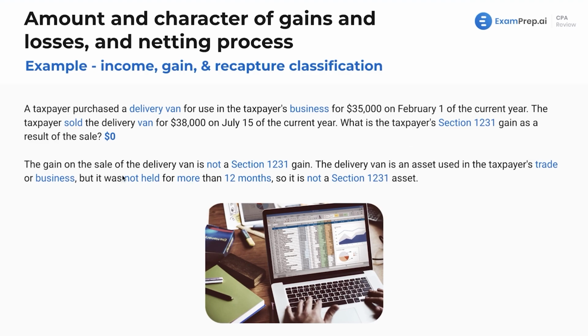The gain on the sale of the delivery van is not a 1231 gain. The delivery van is an asset used in the taxpayer's trade or business, but it was not held for more than 12 months, so it's not a Section 1231 asset. Lots of tricks, lots of points to keep in mind we see as we're running through these questions here. Lots of ways to get tripped up on the exam, but you're going to get enough practice so that does not happen.